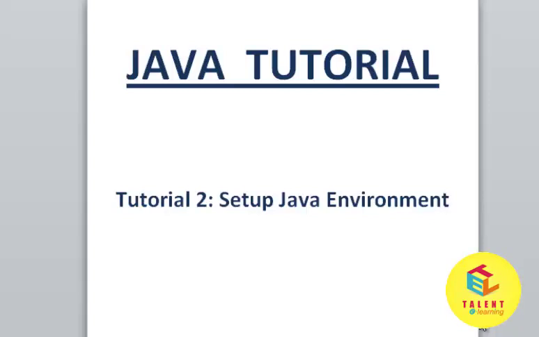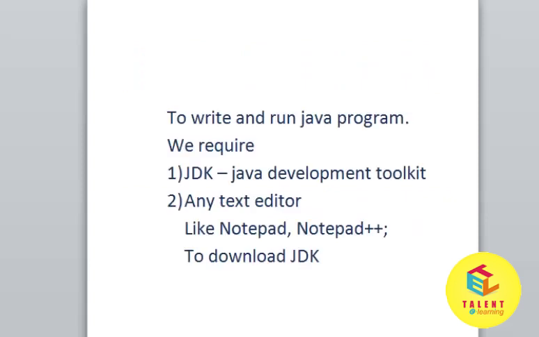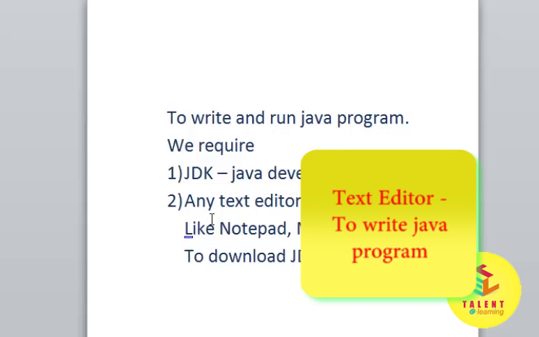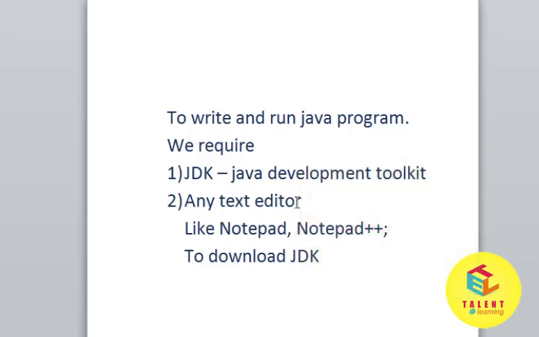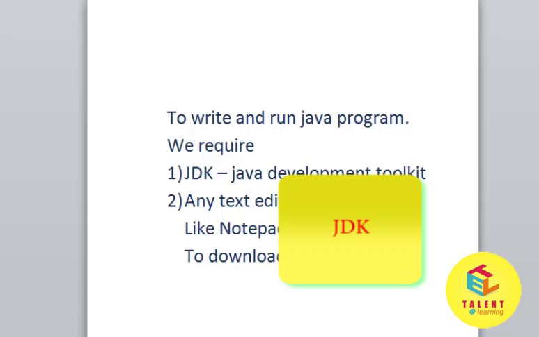Before we start programming in Java, we should set up the Java environment on our system. What we actually require to write and run a Java program: we need any text editor to write a Java program, like Notepad or Notepad++. And to run that Java program on our system, we need JDK, the Java Development Kit.